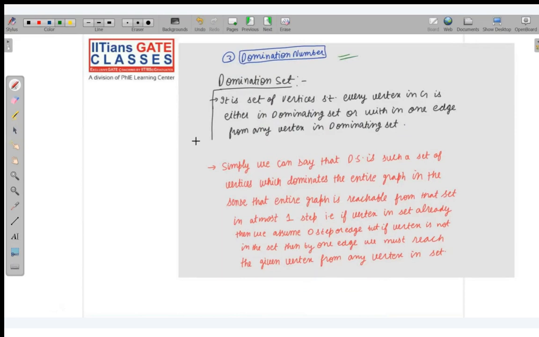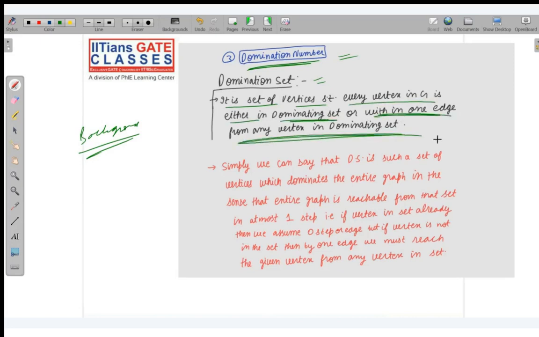Next is domination number. So same scenario. Just like independence number, I built what is independent set and so on. Same way I will build the background, and then we will start the next number, that is domination number. So first of all, we need to know what is a dominating set. It is a set of vertices such that every vertex in G is either in the dominating set or within one edge from a vertex in the dominating set. So simply I want to say that this is a set of vertices which dominate the entire graph. Dominate the entire graph means you name any vertex, I will be able to reach that vertex within one edge or within 0 edge.